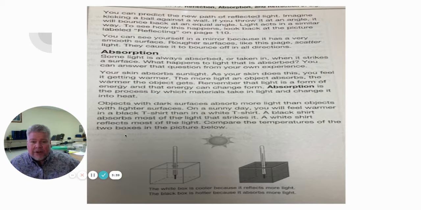You can see yourself in a mirror because it has very smooth surfaces. Rougher surfaces like this page scatter light. They cause it to bounce off in all directions.